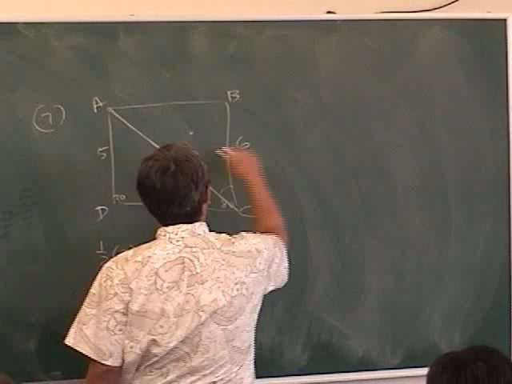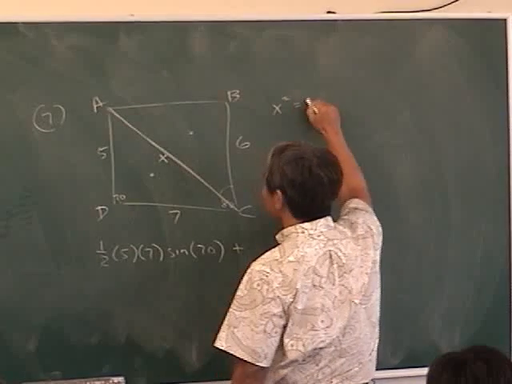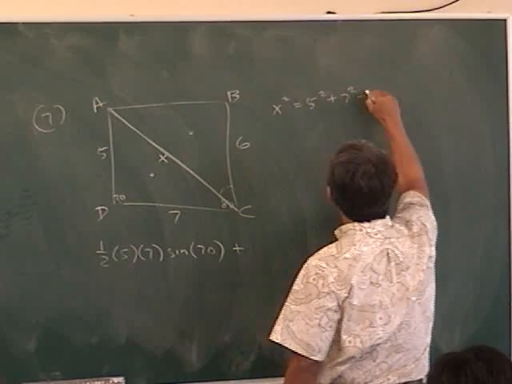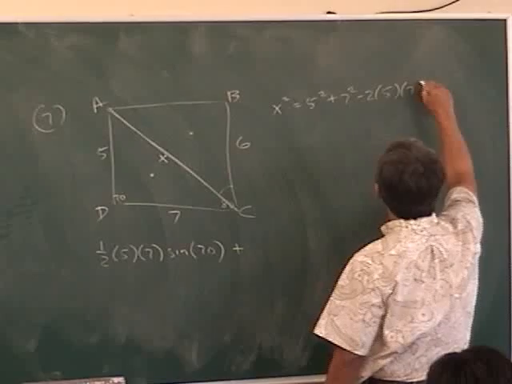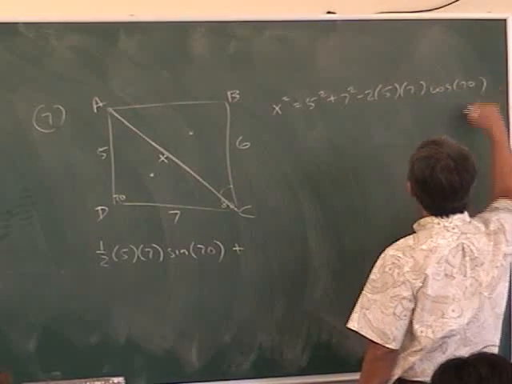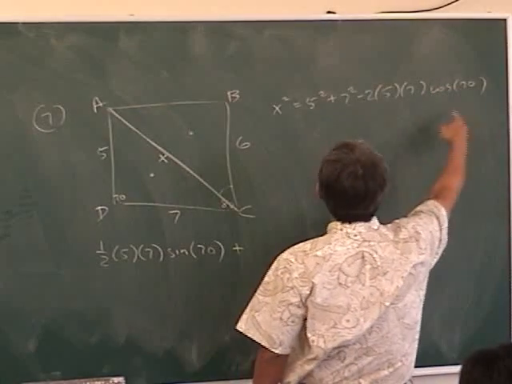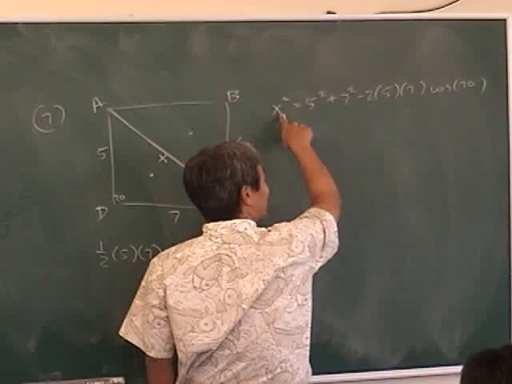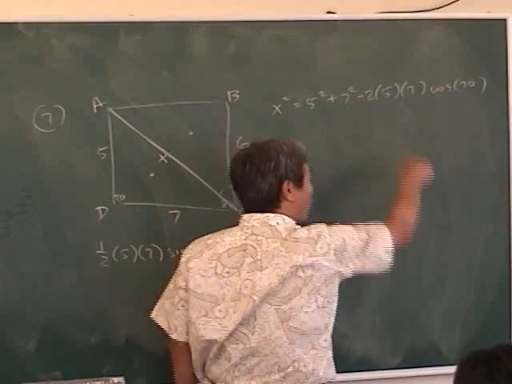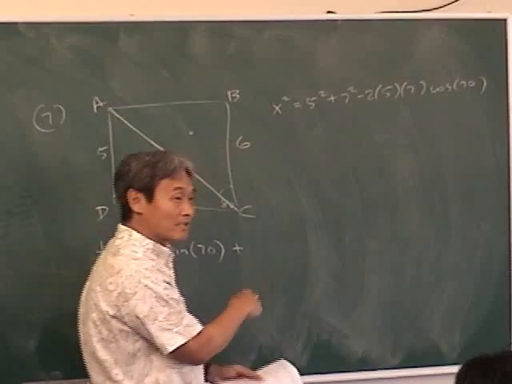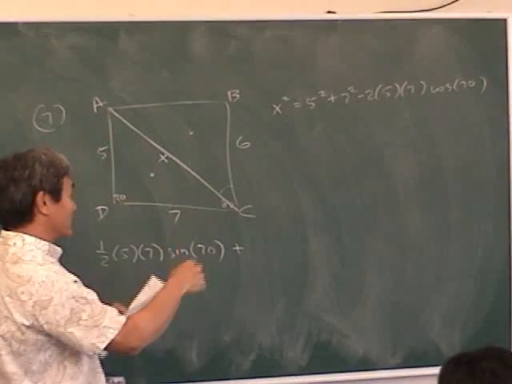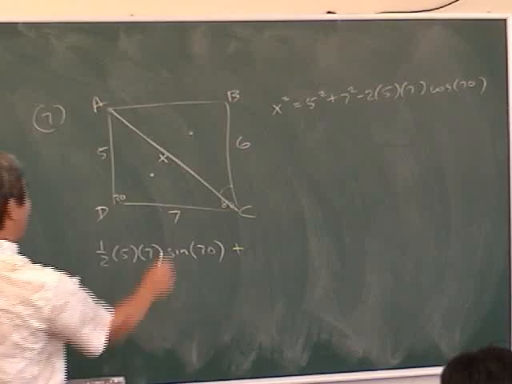So to figure out the side, x squared is equal to 5 squared plus 7 squared minus 2 times 5 times 7 cosine 70 degrees. Punch this in on your calculator. Don't forget to square root it now. Then store that in x, because you got to use it in the next computation. Or whatever letter you want, store it. Okay, now we got this side.